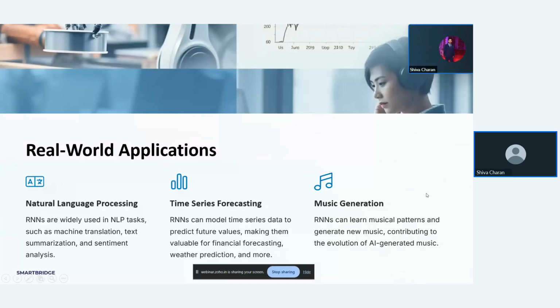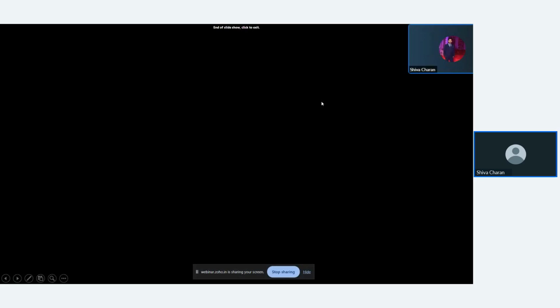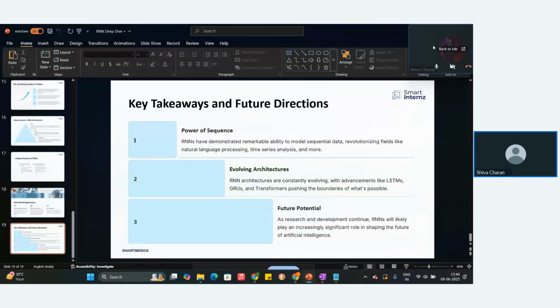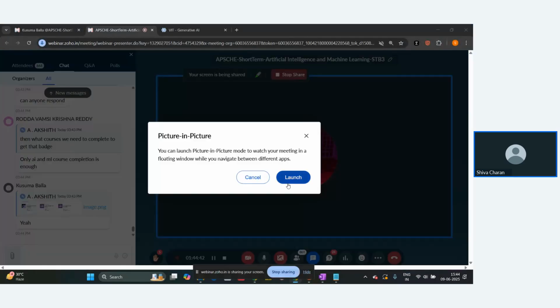Okay, so these are all the key takeaways for future directions. Fine. So this is about RNN. Understood? Understood everyone? This is about RNN. Clear? Clear, right? Everyone, no doubts, right?